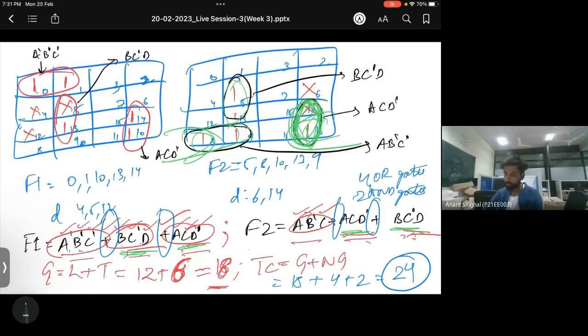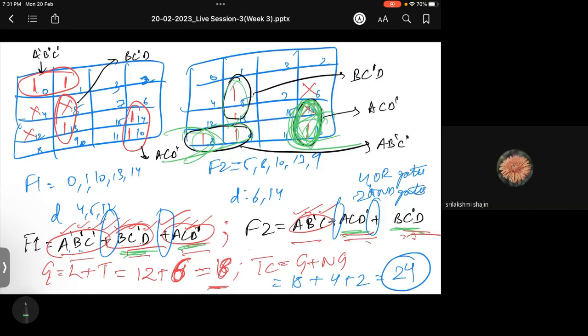Bhuvneshwari, you have written this. Sir, hello. So sir, is there any doubt? Yes, sir. How did we get this literal cost as 12? I didn't understand. Okay, okay.